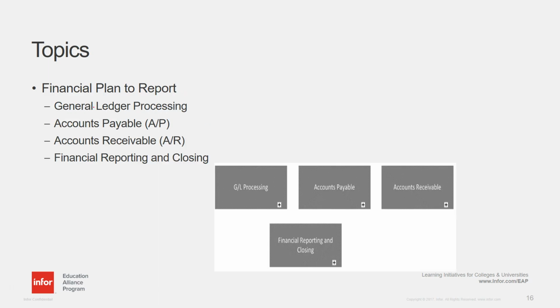Financial plan to report. The general ledger. It is important to understand that with the general ledger, all transactions are written to the general ledger, and then it can be determined whether it goes to the accounts payable journal or the accounts receivable journal. Then there's also financial reporting and closing, which is part of what everyday businesses do, especially at the end of the year and at the end of the fiscal year.